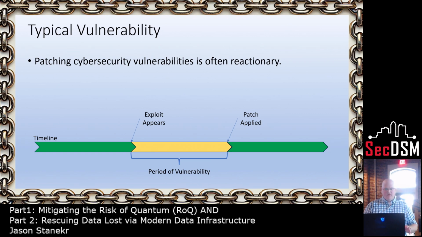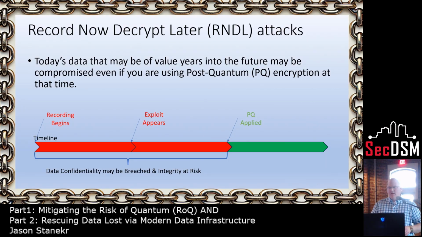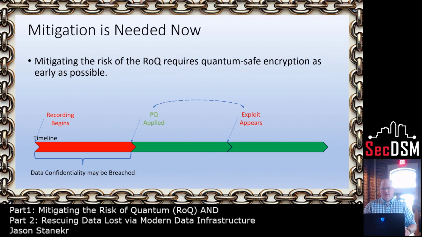Now, quantum computing is a different beast altogether. So today's data that can be valuable many years into the future, in some ways, the period of vulnerability for that has already begun. And once an exploit is available, historically recorded data can be decrypted and the content of communications can no longer be trustworthy. So we need to apply quantum safe encryption as early as possible. And to make this argument, let's look at our risk scenarios.